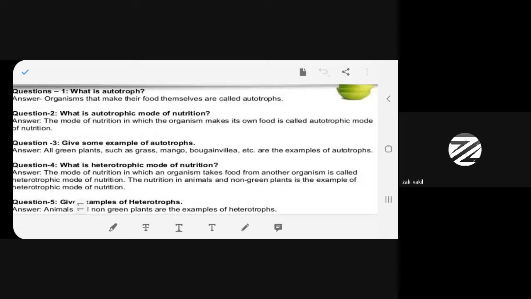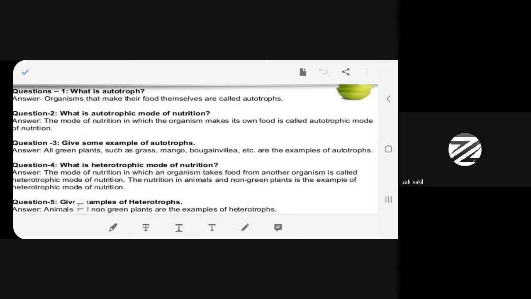What is autotrophs? Don't shout. Read properly. What is autotrophs? Organisms that make their food themselves are called autotrophs. Do you agree? Yes, ma'am. All of you agree? Yes, ma'am. Okay.